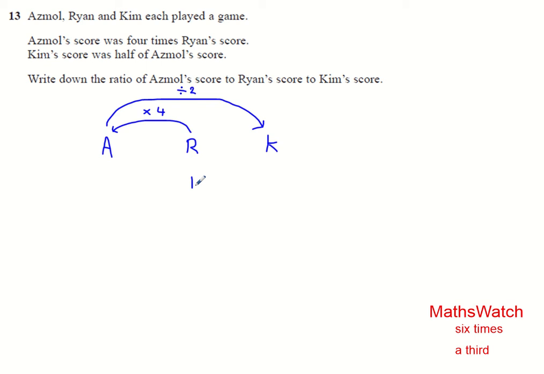So if Ryan scores 1, Asmal will score 4 times that. 4 times 1 means Asmal will score 4. And Kim has half of Asmal's score, so 4 divided by 2 is 2. So if Ryan scored 1, Asmal would score 4, Kim would score 2, and we just write that as a ratio.